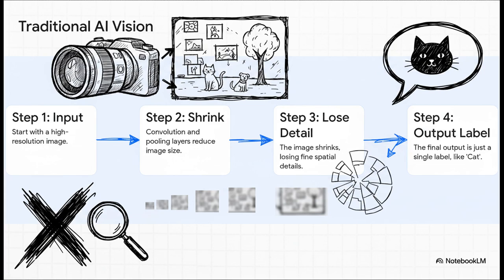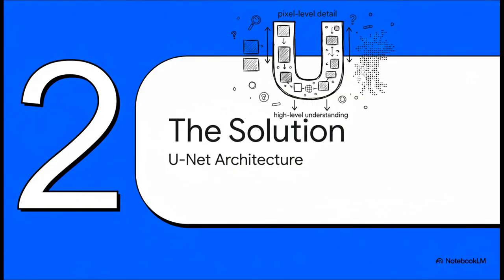See, here's the fundamental issue. Traditional AI vision models, the ones that are great at just labeling things, have a big problem. To figure out what's in a picture, they're designed to shrink it down over and over again. They basically throw away all the fine details to focus on the big concept. Great for saying, yep, that's a cat, but absolutely terrible for segmentation, where those tiny details are everything. So, there's the challenge, right? How do you get the best of both worlds? How do you get that high-level big-picture understanding and the pixel-perfect detail of where everything is? Well, enter our hero, the UNET architecture. It's this beautiful, elegant model, and yeah, it's named that because it's literally shaped like the letter U.